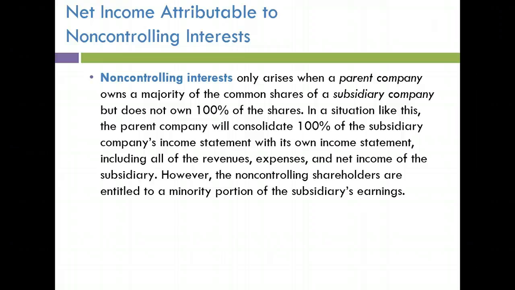Let me just read here. Non-controlling interest only arises when a parent company owns a majority of the common shares but doesn't own 100%. In situations like this, the parent consolidates 100% of the subsidiary company's income statement with its own, and the non-controlling shares are entitled to a minority portion of the subsidiary's earnings.